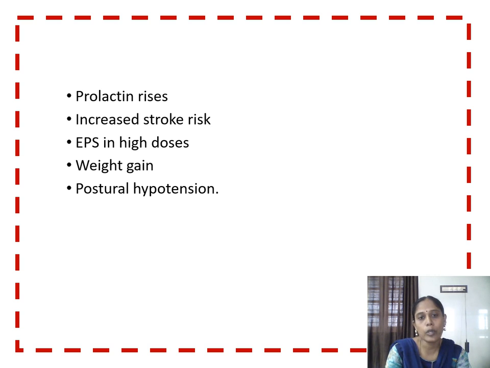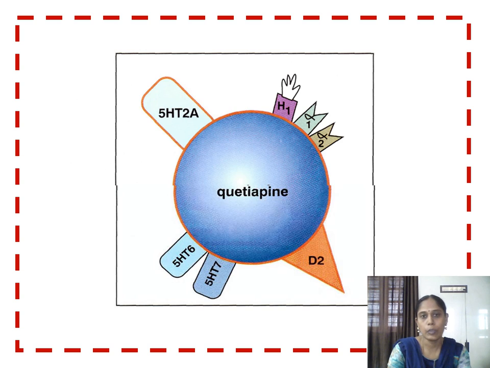Only risperidone, because of its high D2 blocking property, can cause EPS in high doses. It can also cause an increase in prolactin levels, increased stroke risk, and weight gain, and postural hypotension can also be seen with risperidone. Now coming to quetiapine.